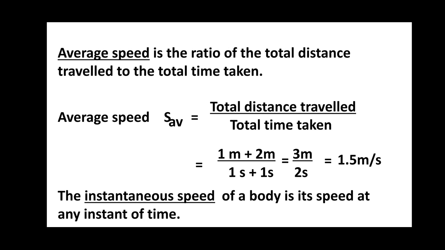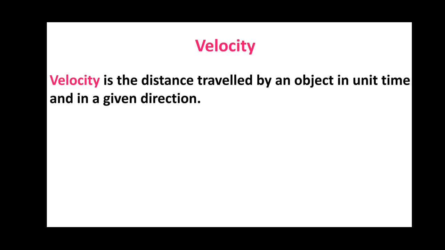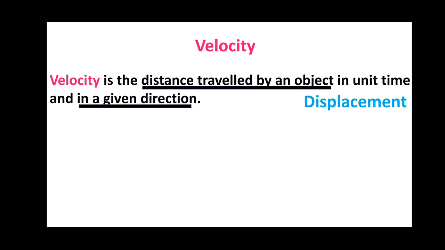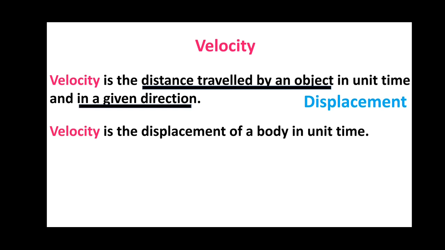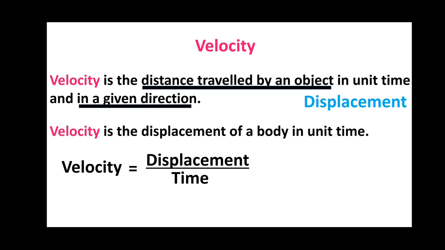Next physical quantity that we are going to discuss is velocity. Velocity is the distance traveled by an object in unit time and in a given direction. Distance traveled by an object in a given direction is same as displacement. So in simple terms, we can say that velocity is the displacement of a body in unit time. That is, velocity is equal to displacement divided by time.